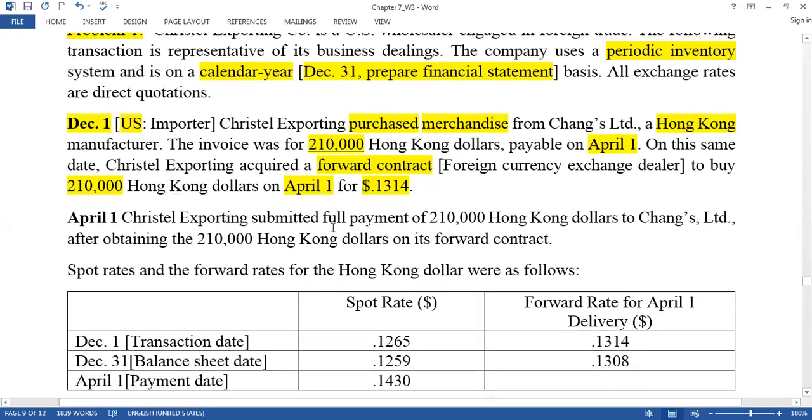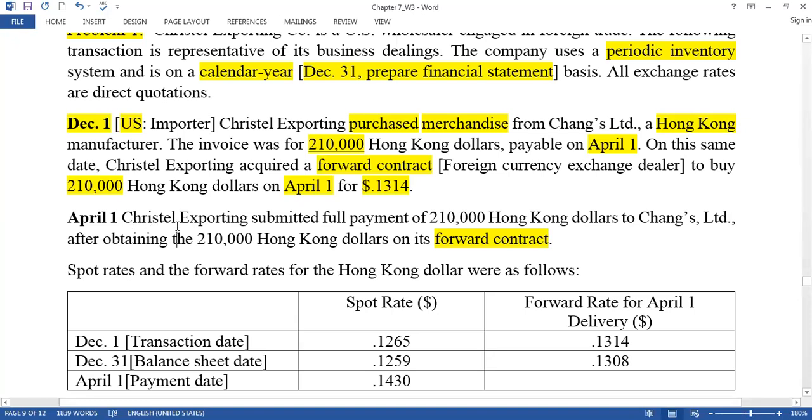Now April 1st came, okay, look at here, April 1st came. The US company makes full payment to whom? Full payment to the dealer, forward contract. Look at here, April 1st came, the US company pays dollars to the exchange dealer, and the exchange dealer will pay this money to whom? To the Hong Kong. So this is the thing here. You can read here again.